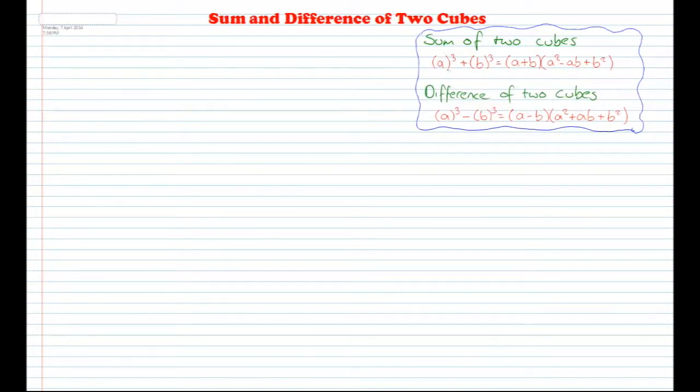Now there's a couple of formulas that you need to know about. The first one being the sum of two cubes, or in other words, a cubed plus b cubed is equal to a plus b in brackets multiplied by a squared minus ab plus b squared in brackets. And the other one being the difference of two cubes, that is, a cubed minus b cubed, and that is equal to a minus b in brackets multiplied by a squared plus ab plus b squared.